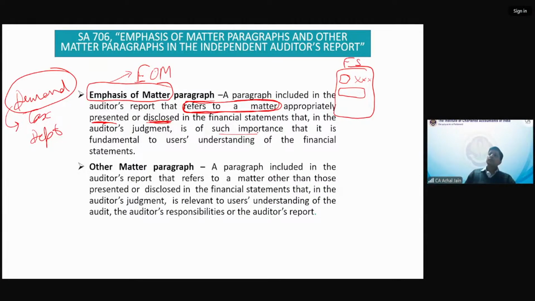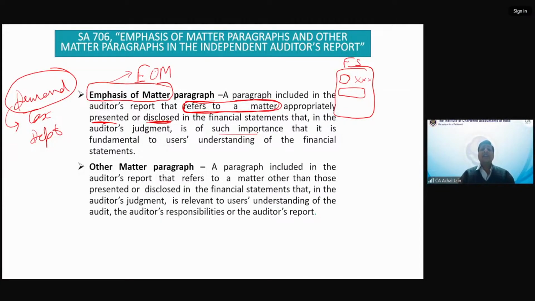Now, the question may arise that, sir, what do you mean by reference to that matter? Or how do you say that it is presented or disclosed? For this, any of the methods could be possible. Maybe the auditor wants to highlight a particular item which is recognized, say PPE. Maybe there is a disclosure given in the financial statements, maybe note number 10, which he wants to highlight. So anything could be there in the financial statements.